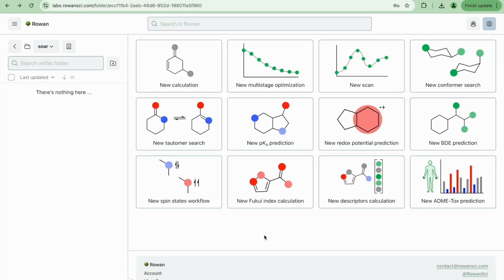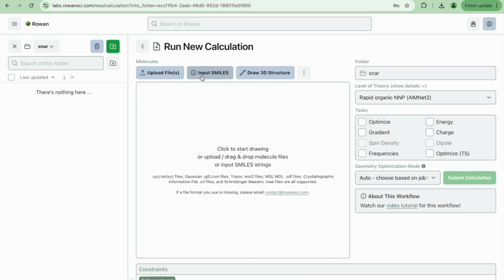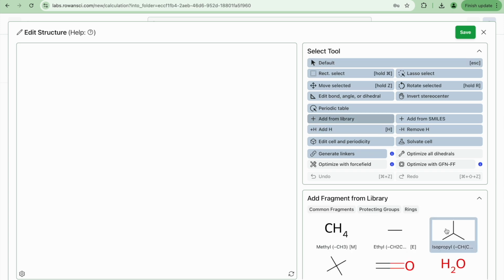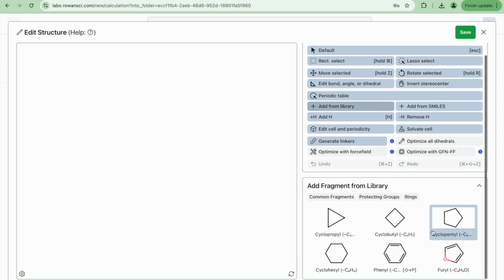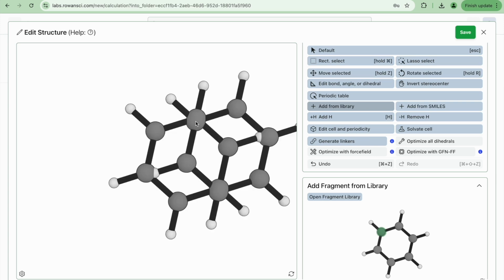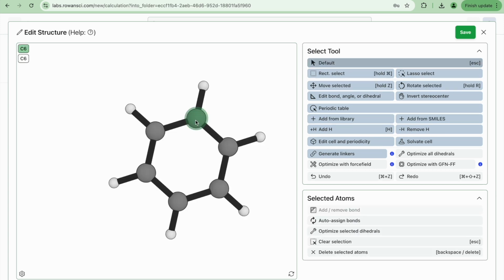We'll start here from the homepage of Rowan that shows you all the different calculations you can run. And here we'll click on New Calculation. And since this is a nucleophilic aromatic substitution, we'll want to start with an aromatic ring. So we'll go to Add from Library, we'll go to Rings, and we'll add this phenyl ring, this benzene ring. And from here, we'll click on this, turn it into a nitrogen. We'll delete this hydrogen, so we've got ourselves now a pyridine ring.